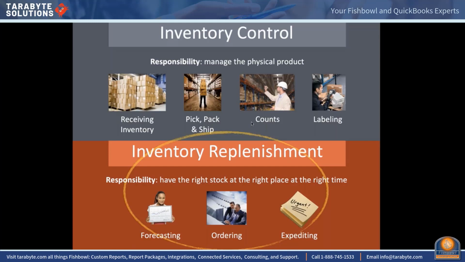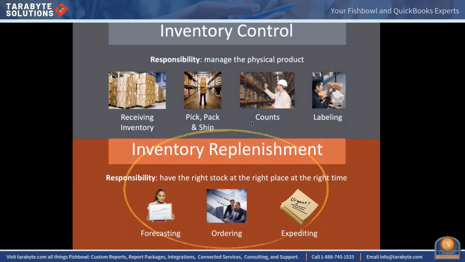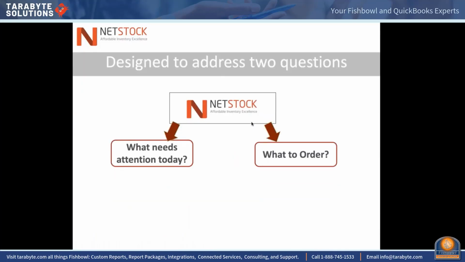So give me a tool that helps me bubble up to the top to my attention which ones are the most important, right? Which items are going to have the biggest impact on my profitability, and let me hone in on those and the limited time and effort that I have available to me. So that's really the design of this product, is really to answer two key questions: what needs my attention, and what do I need to order?